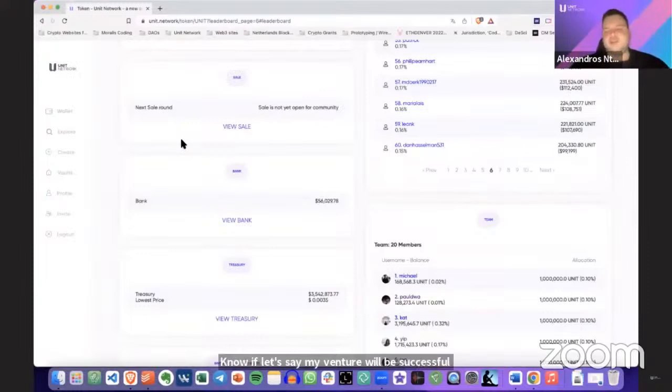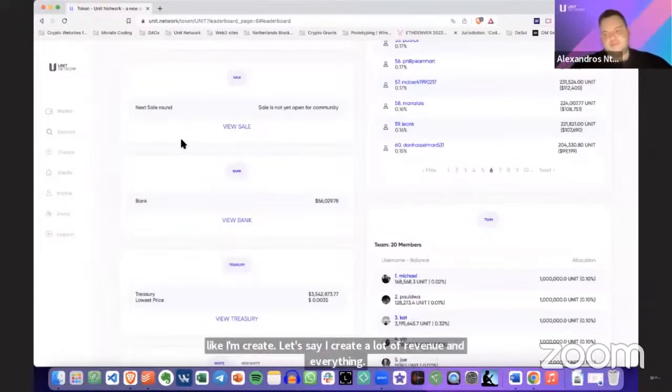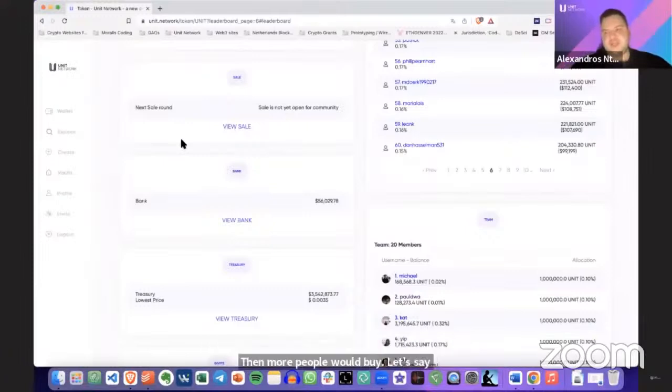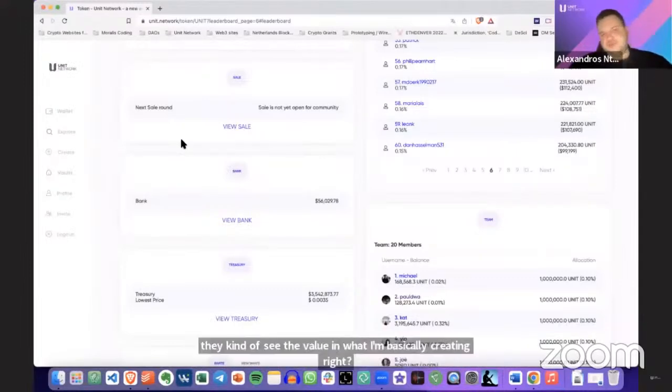So when you buy my token at a smaller price, then you're increasing your risk appetite, let's say. But if my business is going quite well and I create a lot of revenue, then more people would buy the token, because they see the value in what I'm creating. And then the price would go up steadily.